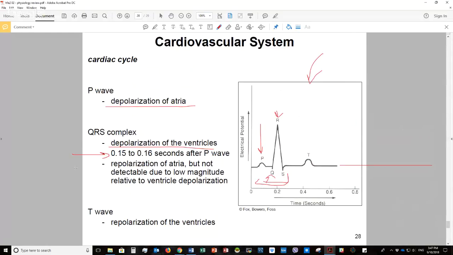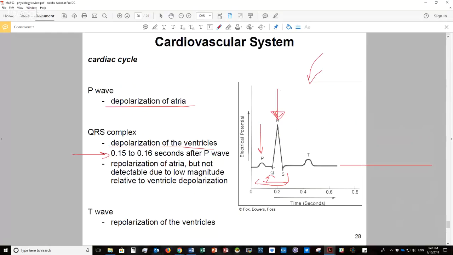This just gives you an example of the time this takes. So it's under 0.2 of a second after the P wave. Now, I don't remember for sure, but I would imagine that depolarization is primarily represented by the R peak here.